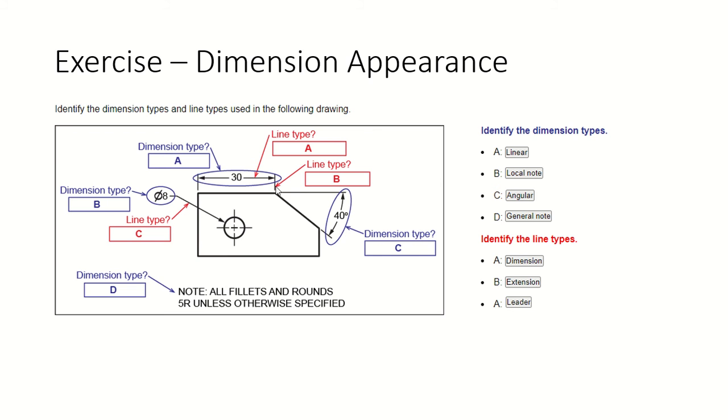And here, see this little one right there. If you think about that, that's your extension line, extension line right here. And then this line, look at that, that's your leader line. So your line types: dimension, extension, leader. The dimension type right here, we call a linear. Yeah, it is linear.